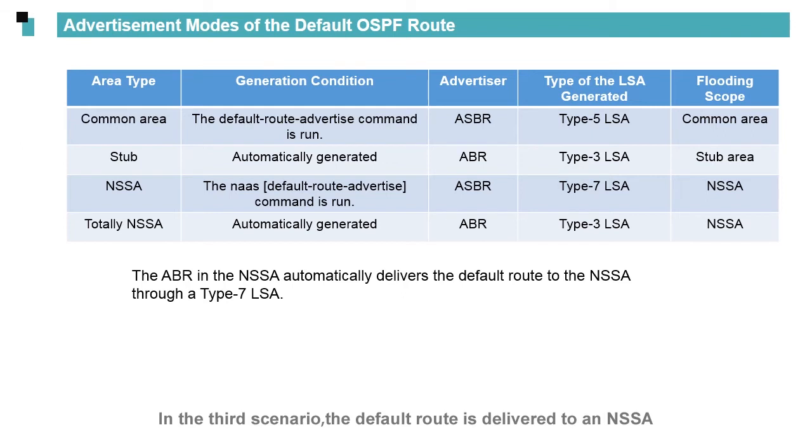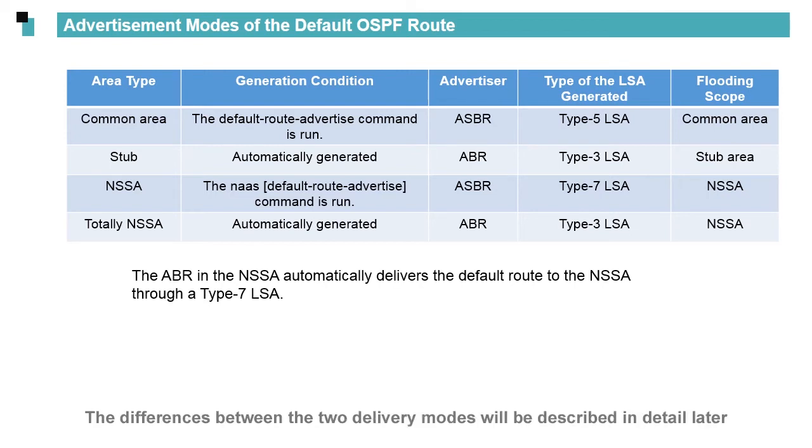In the third scenario, the default route is delivered to NSSA. The default route can be delivered to the NSSA by an ABR or ASBR. The differences between the two delivery modes will be described in detail later. In the fourth scenario, the default route is delivered to a totally NSSA. The ABR automatically delivers a Type 3 LSA to the totally NSSA.